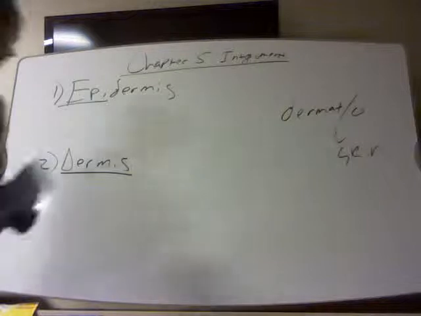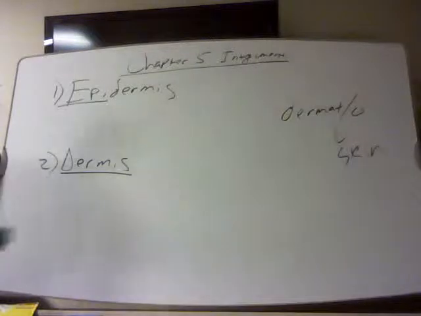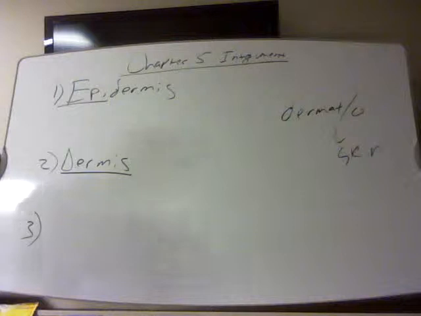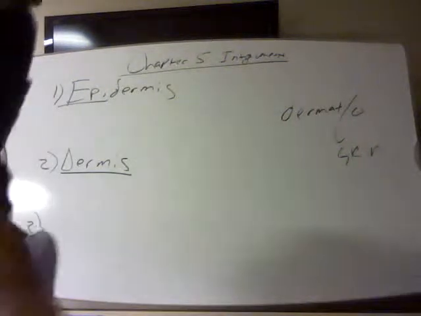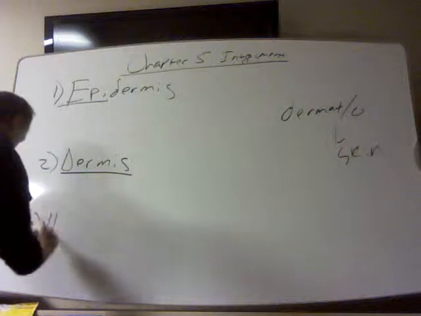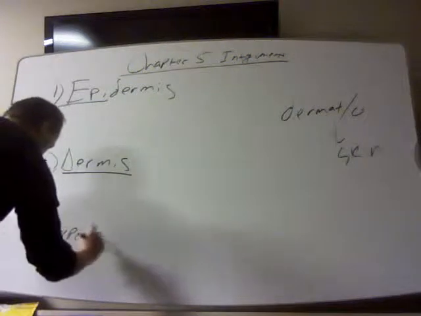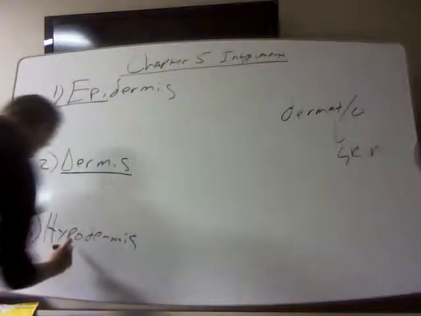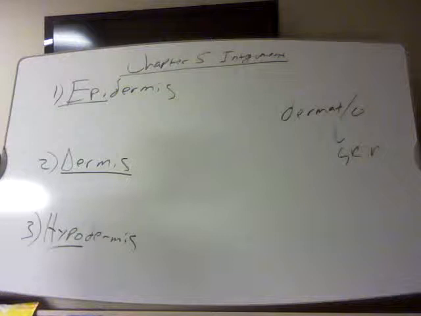Now, typically, like I said, some books recognize that there are 3 layers of skin. Some do, there are only 2. The other layer that's associated with skin that I'm going to mention briefly is called the hypodermis. Remember, hypo meaning below or lower than. So let's talk about these in order from top to bottom.